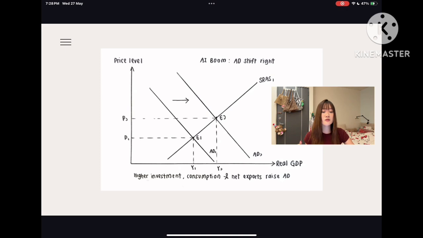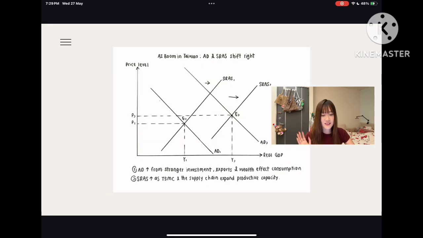This means that the AI boom creates stronger economic growth, but it can also create inflationary pressure because demand in the economy becomes stronger. However, the AI boom is not only a demand-side shock, it also affects the supply side. These investments do not only increase spending, they also increase Taiwan's ability to produce more output. In other words, Taiwan's productive capacity increases. Therefore, short-run aggregate supply, or SRAS, also shifts to the right from SRAS 1 to SRAS 2.